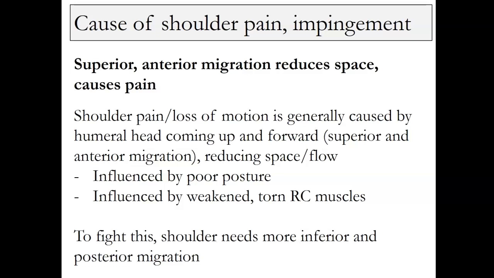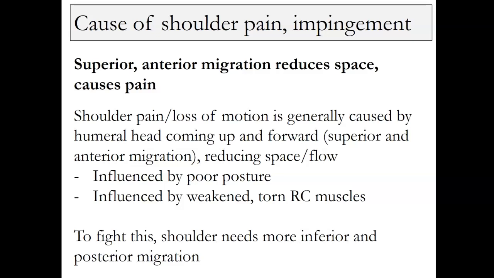If you visualize, take your fist as the humeral head and cup your other hand over the fist. Let's say that's the humeral head going into the fossa. What's happening with this imbalance is the humeral head goes up into the fossa and forward, basically pushing into that space, causing irritation. Shoulder pain and loss of motion is generally caused by the humeral head coming up and forward, superior and anterior migration, reducing space and flow, influenced by poor posture again, influenced by weak, torn rotator cuff muscles.